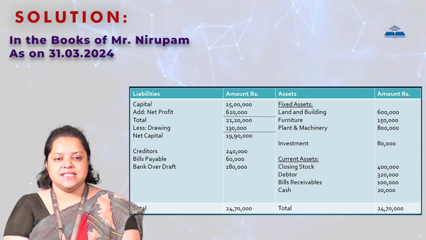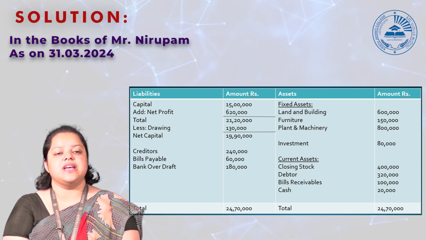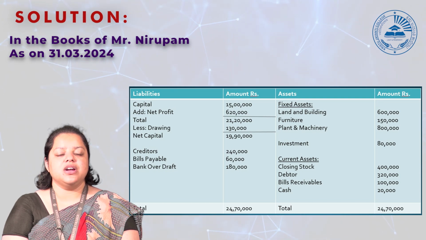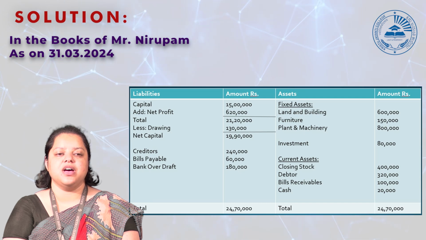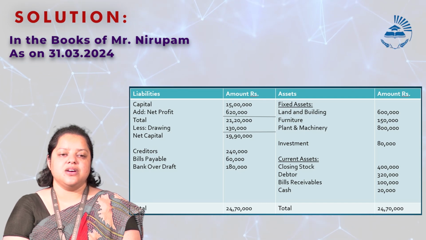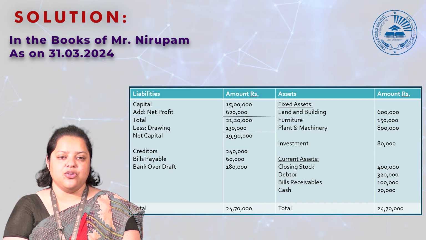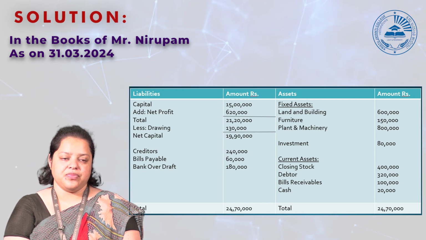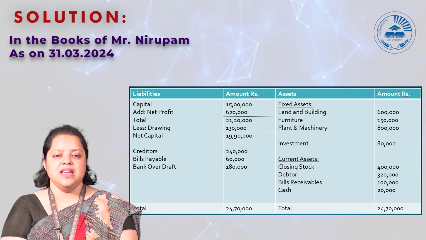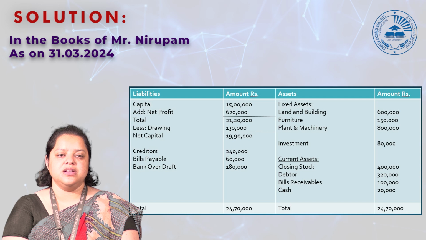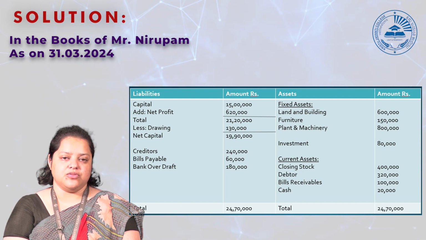As we can see, the owner has withdrawn some amount from the business, so that is known as drawing. How will be the treatment? Drawing we always need to minus from the capital. So 1 lakh 30,000 we have deducted from our total capital and the net capital we got is 19 lakh 90,000. Along with that, we have some more items on the liability side, that is creditors 2,40,000, bills payable 60,000 and bank overdraft 1,80,000.